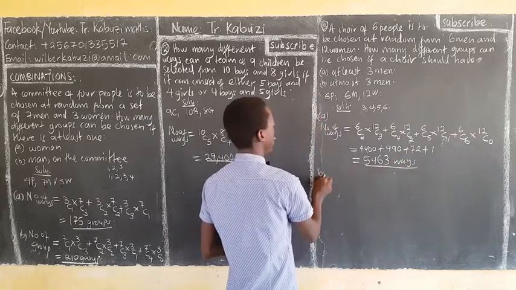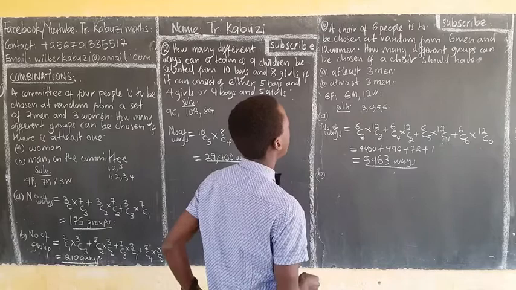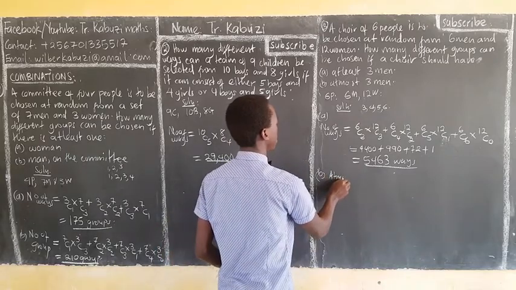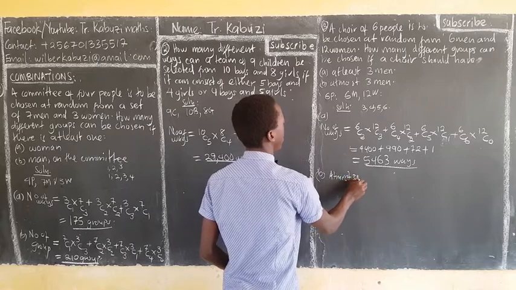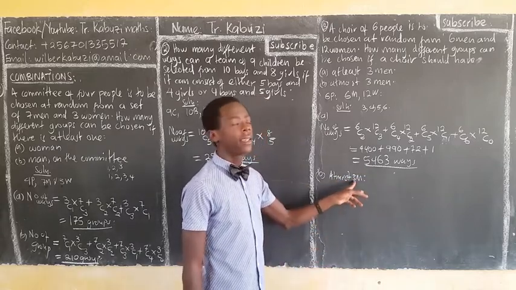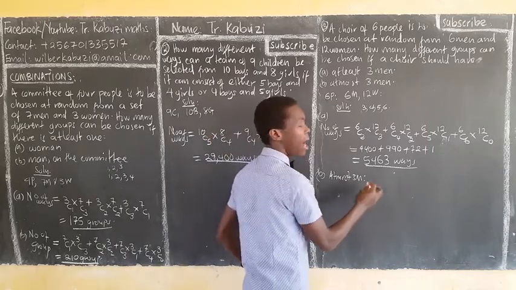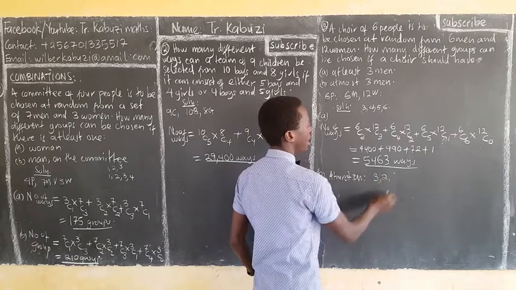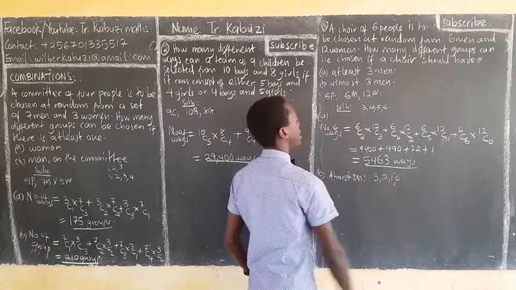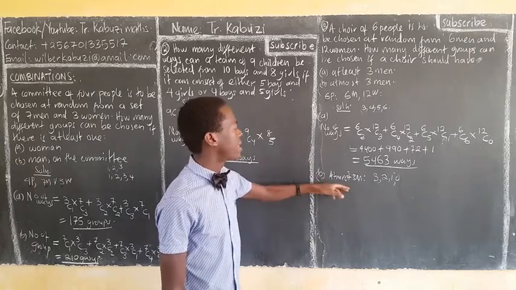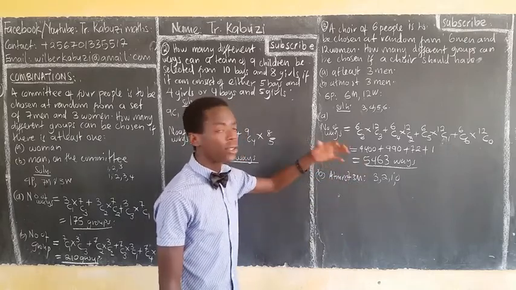Now, in part B, they want at most 3 men. Whenever they say at most 3 men, it means that the biggest number you can take is 3 men. Meaning, I can take 3 going downward. So I can take 3, I can take 2, I can take 1, or I can take 0 men. This one is at most. At most means the biggest should be 3.